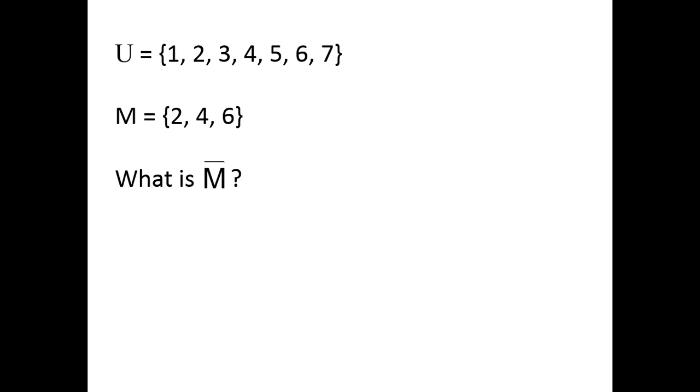So what is the complement of set M? Well, that would mean every element that's in the universal set that's not in set M. So the complement of set M would be the elements 1, 3, 5, and 7, because the other elements of the universal set, the 2, 4, and 6, are in set M.